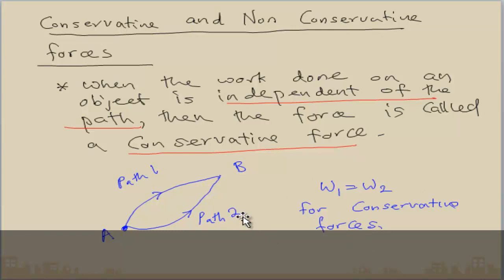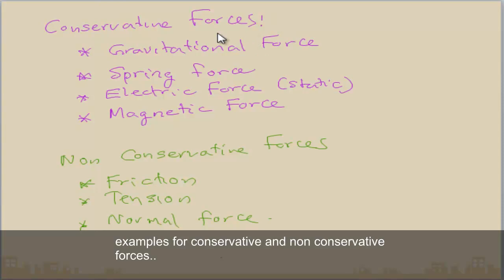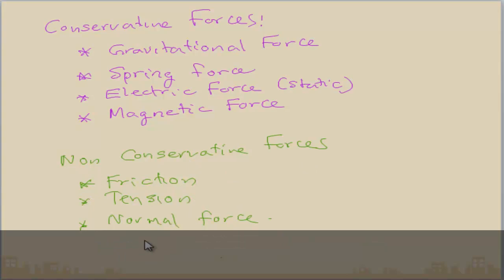A good example would be gravity. If you do work against gravity, the work is always independent of the path. It only depends on the difference of the two heights. These are some examples for conservative and non-conservative forces. The conservative forces are gravitational force, spring force, electric force. Not all electric forces are conservative though. The induced electric forces are not conservative, but static electric forces are conservative. The magnetic force. The non-conservative forces are friction, tension, and the normal force.